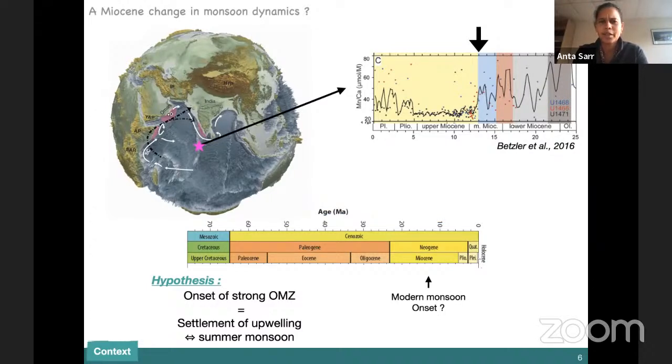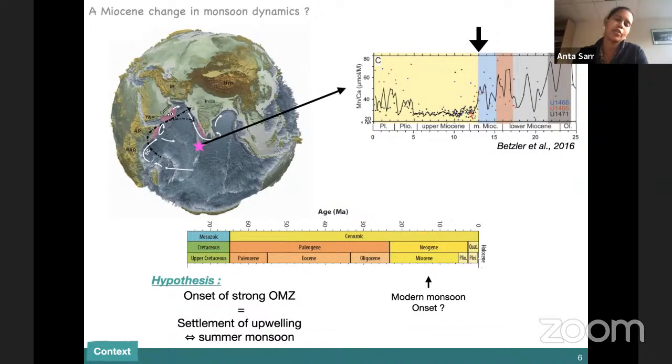Based on the manganese-calcium ratio, which is here interpreted as the strength of the oxygenation in the oxygen minimum zone that is also associated with upwelling activity tied to the summer monsoon. And what the authors show in this paper is a strong decrease in this ratio at around 13 million years ago, that they attribute to the settlement of what they call the modern monsoon, meaning the settlement of an atmospheric circulation that is similar to present day.